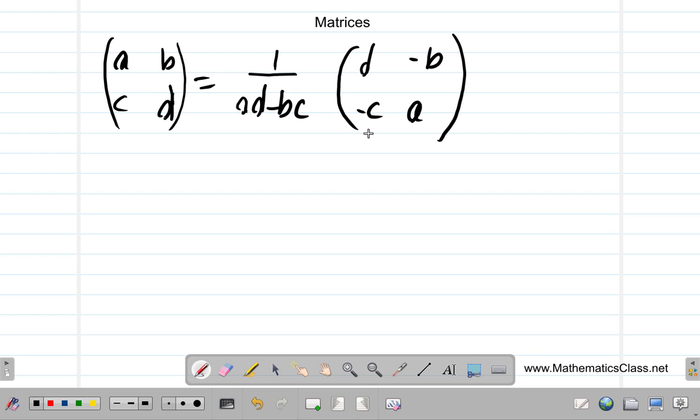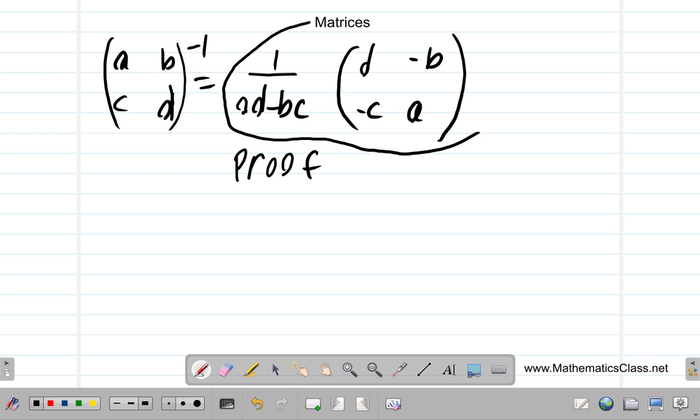Now, what we want to do is look at the proof of this. All right. Now, how does the inverse of this matrix become all of this over here? Let's see.